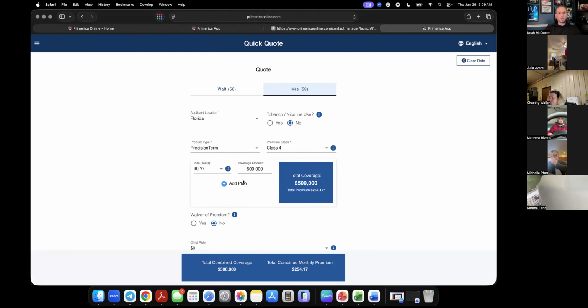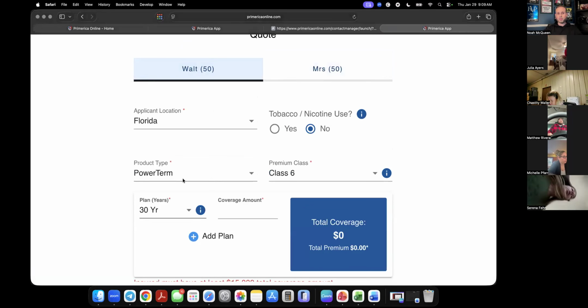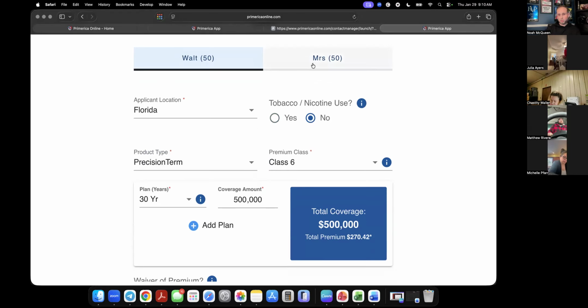And so in this situation, just so you can kind of get an idea, right? Precision. There we go. So Mrs. Disney, 500,000 for 30 years is 254, just so you can kind of see the difference really quick. Same age, same policy. The only difference between them is man or woman, right? So Mr. Disney is a male, but everything else is the same, so it's a little more expensive. So 270 versus 250. On average, guys, with men and women, if they're the same age, same coverage, the price difference is going to be about 20 bucks, give or take.